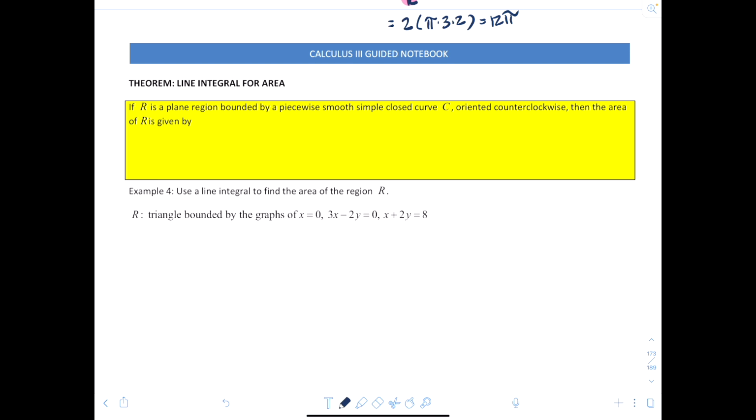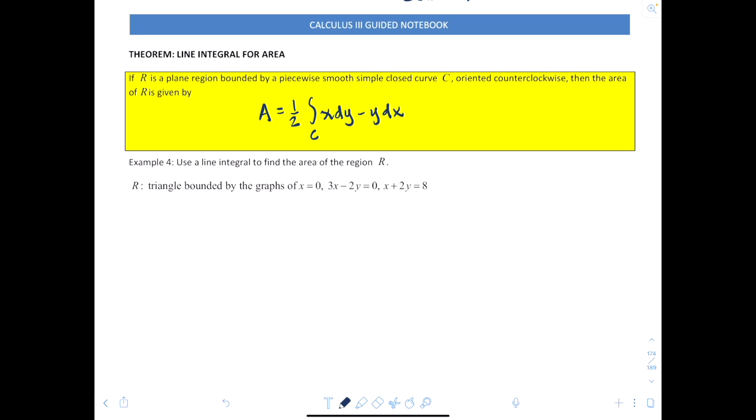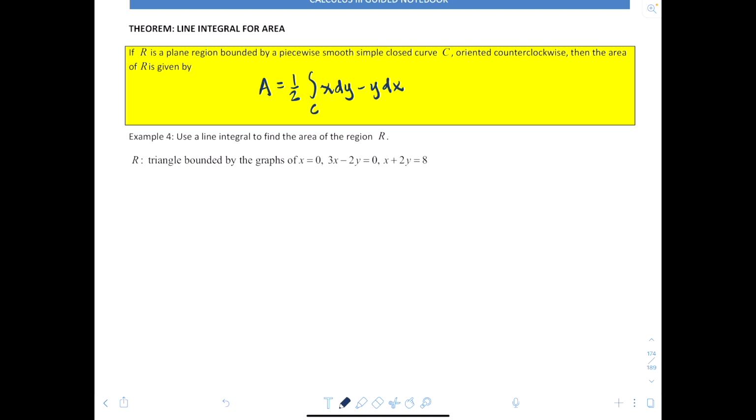So if R is a plane region bounded by a piecewise smooth simple closed curve C, oriented counterclockwise, then the area of R is given by: our area is equal to 1/2 times this line integral on C of x dy minus y dx. So use a line integral to find the area of the region R.